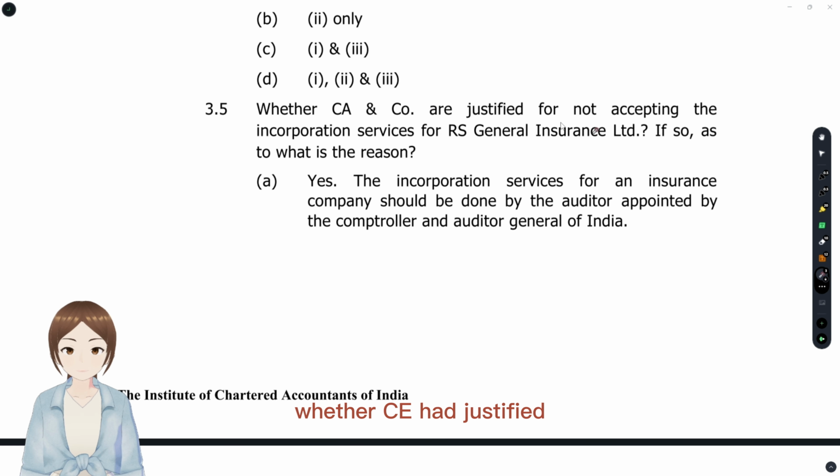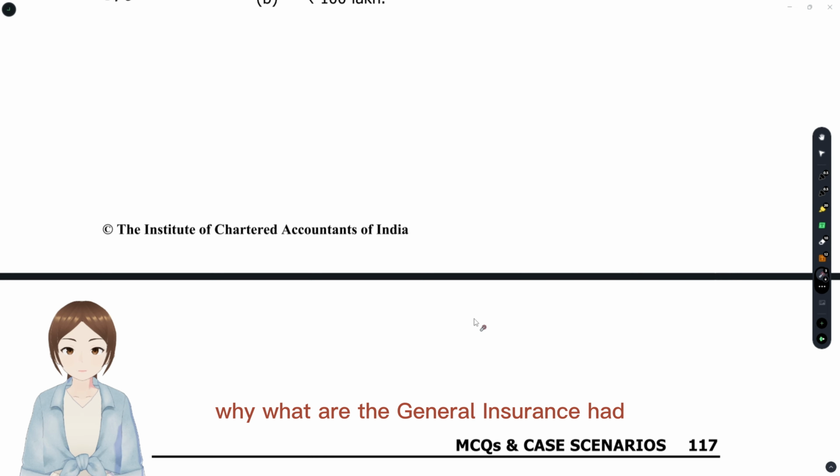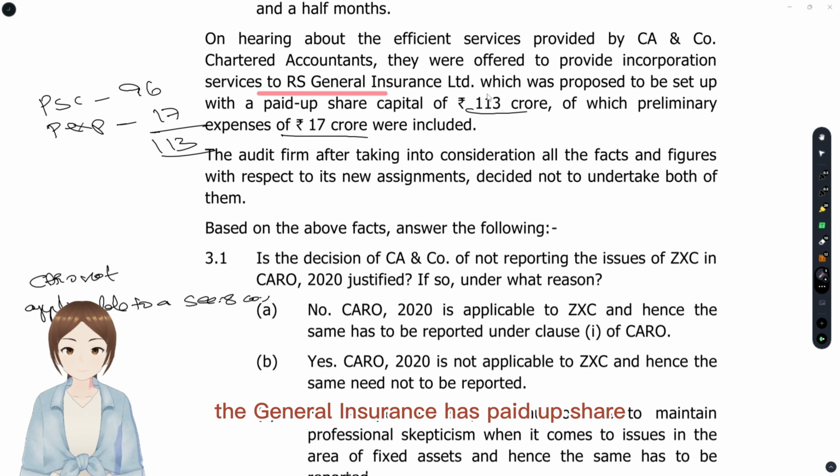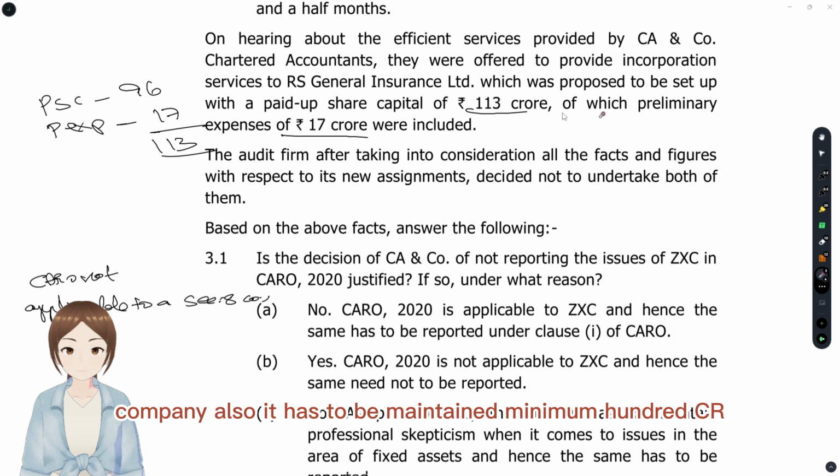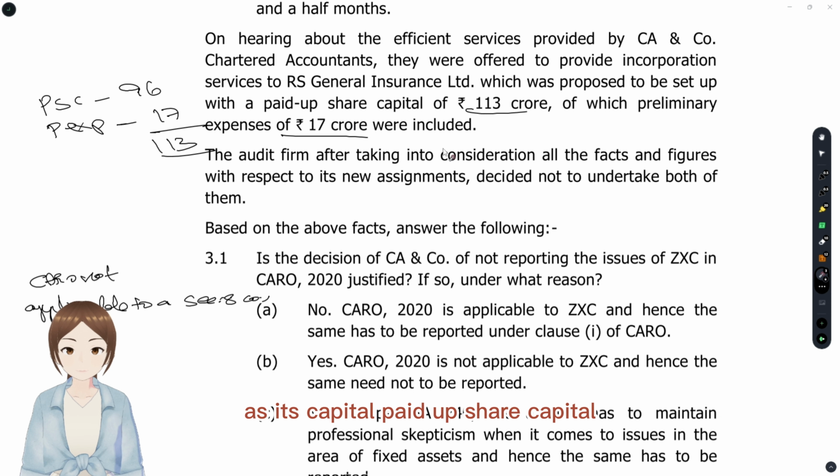Whether the CA had justified not accepting the services of the general insurance company. What had the general insurance company done? The general insurance company has paid up share capital of 113 CR, which includes preliminary expenses of 17 CR. Without including preliminary expenses, a general insurance company, whether it's a life or general insurance company, has to maintain a minimum of 100 CR as its paid up share capital. Since it has 96 CR as paid up share capital, it's not a valid provision with regards to a general insurance company.